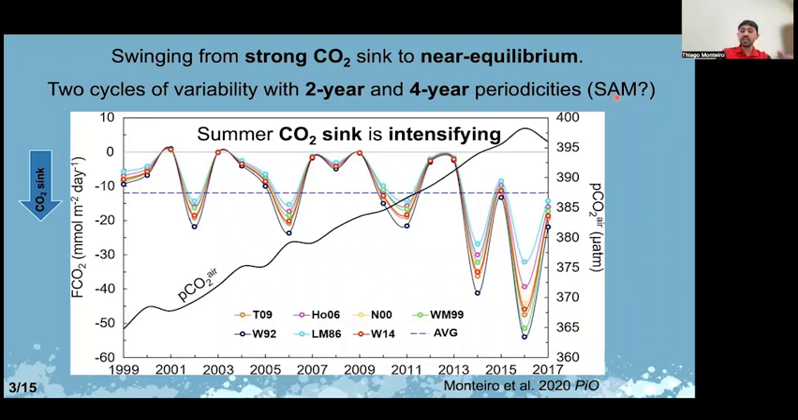And when we have a strong positive SAM, we have more CDW intrusions, and we have a higher concentration of dissolved inorganic carbon at the sea surface, and therefore we have a near equilibrium condition. And when we don't have a positive or strong positive SAM, or even with a negative SAM index, we have a probably strong CO2 sink.